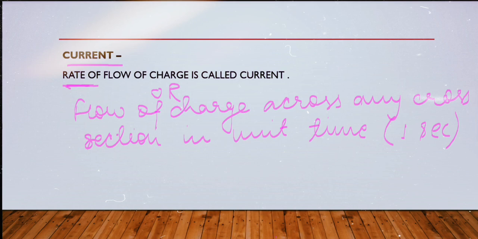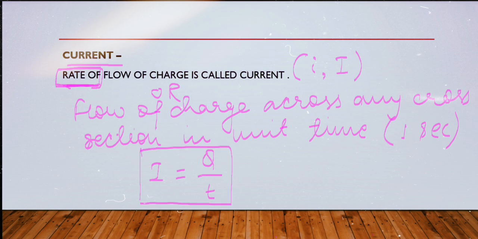Current is denoted by, somebody used to write it with small i, we will write it with capital I. According to the definition, current is the flow of charge across any cross section in unit time, or the rate of flow of charge. Now students, while I was dictating the definition, I told you if there is a rate in any definition, you can divide it by time. Clear? So this is the formula of current.